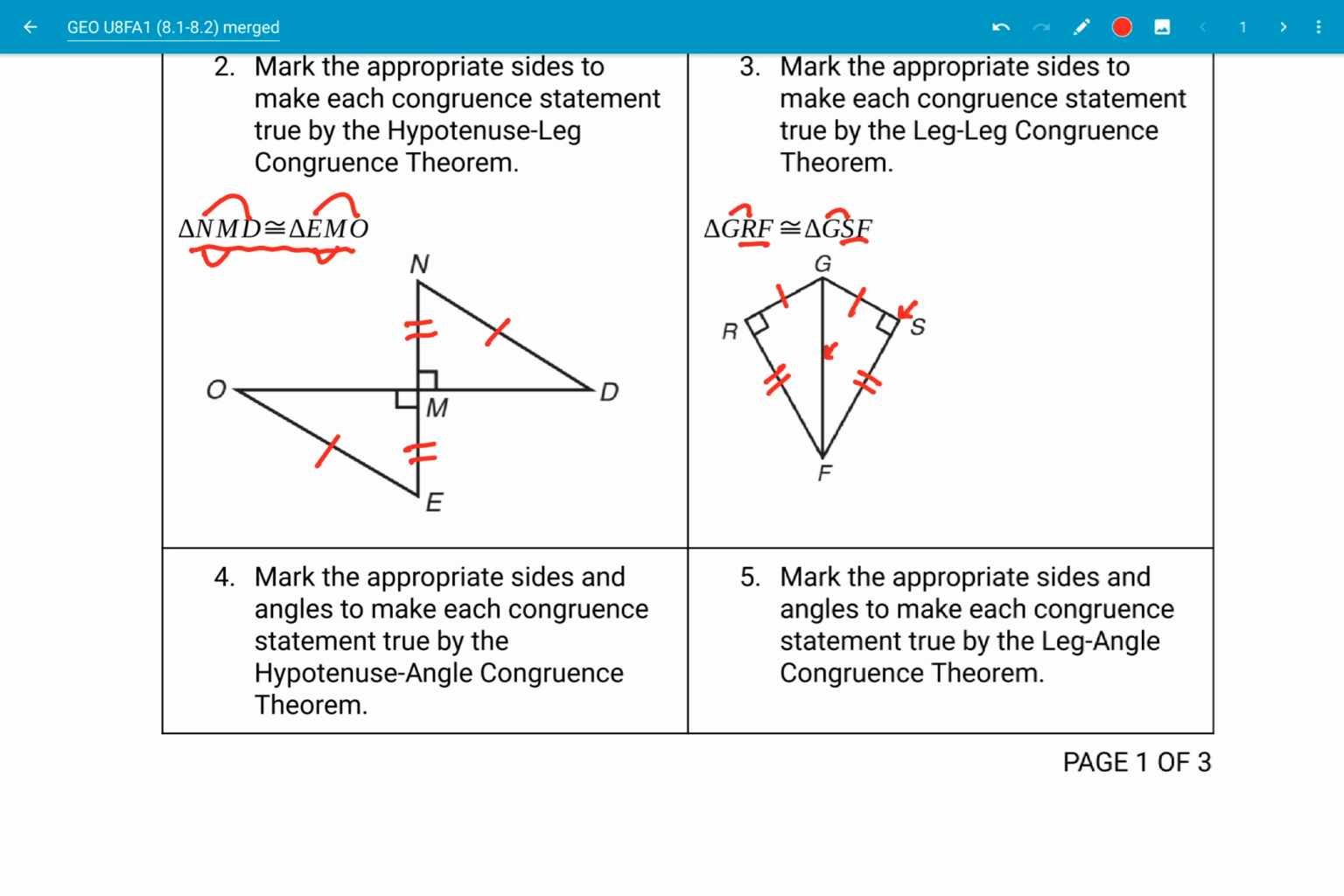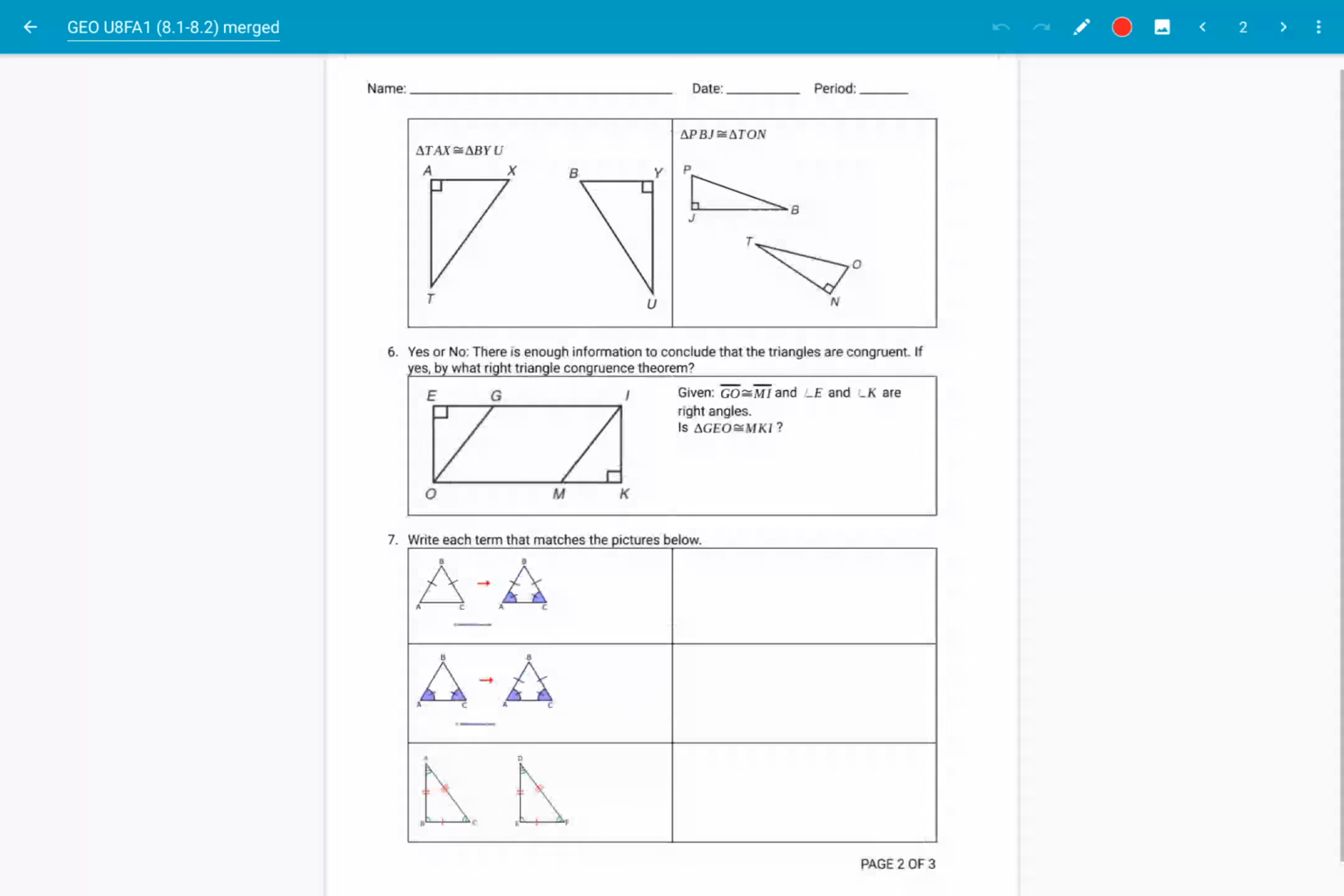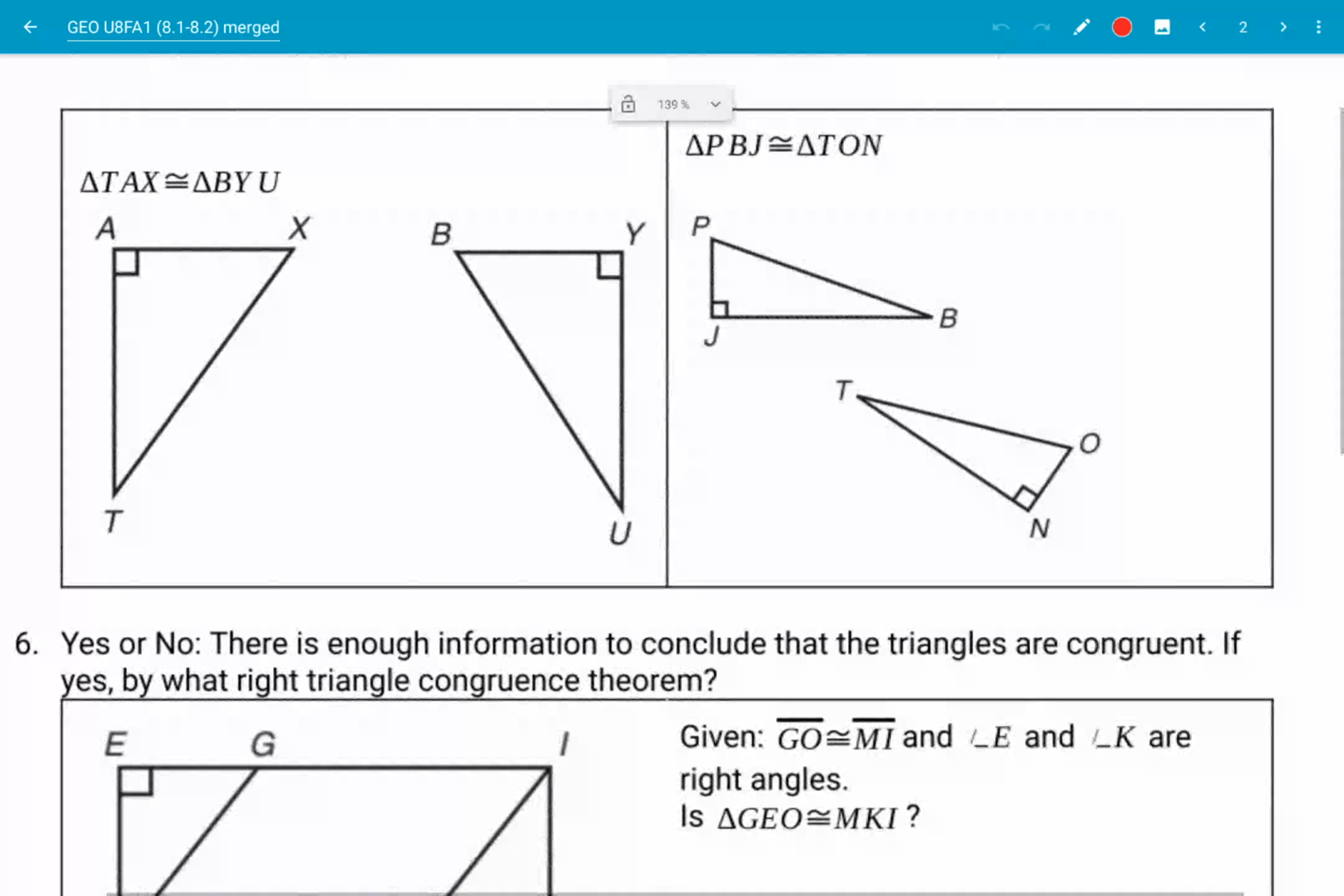For question 4, we need to mark the appropriate sides and angles to make each congruent statement true by the hypotenuse angle congruence theorem. So we go on to the next page, and remember we're looking for a hypotenuse and an angle. So if I go here, in these two, I'm looking for hypotenuse and angle.